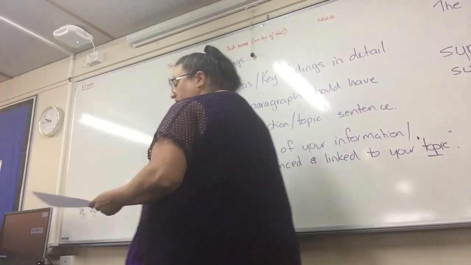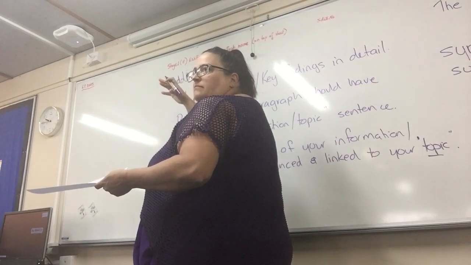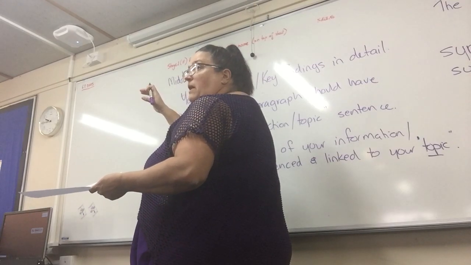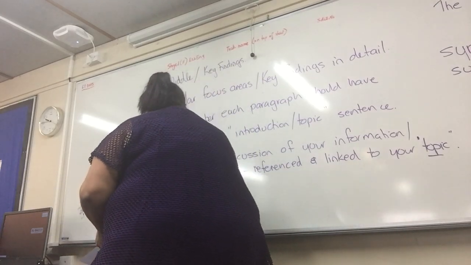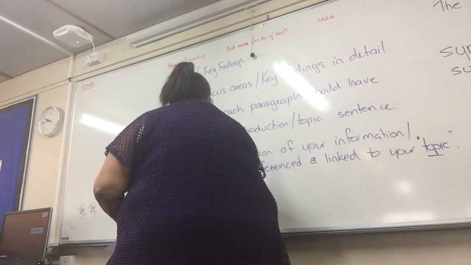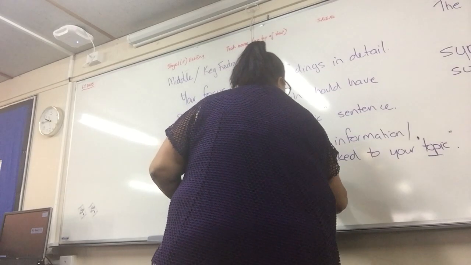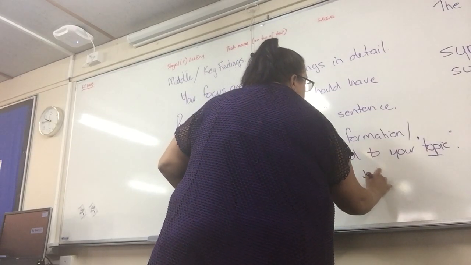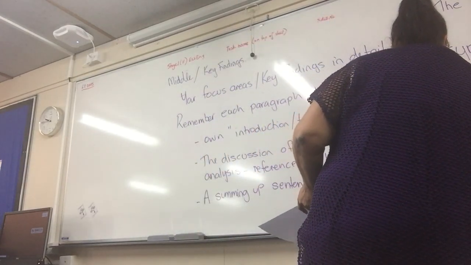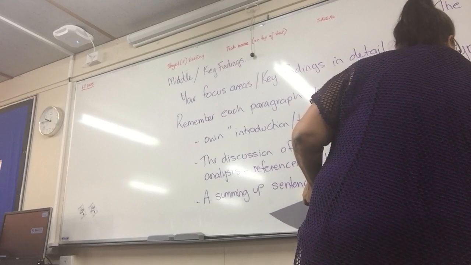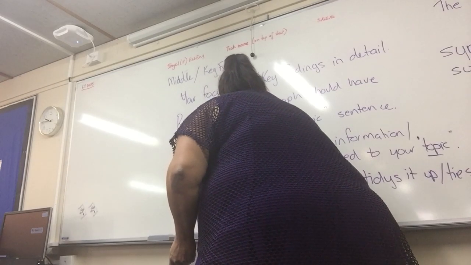The last part of each of those paragraphs is almost like a miniature essay in itself. You start with an introduction in your paragraph, you give me the information and the analysis, and then you sum up again. So the last part of each paragraph should be a summing up sentence, which tidies it up or ties it together, and leads into the next idea or the next paragraph.